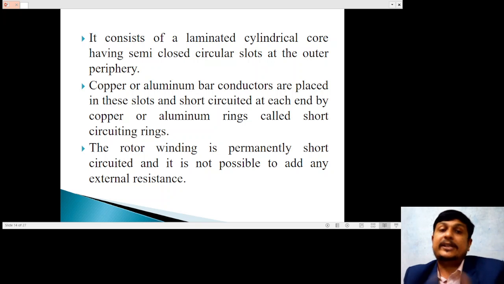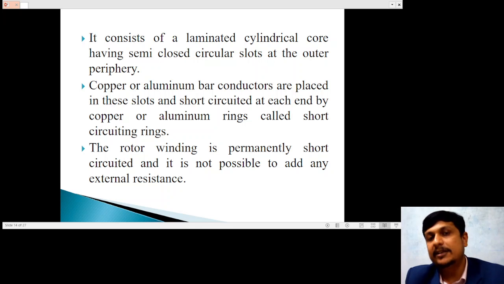And yes, the third point is very, very important. The rotor winding is permanently short-circuited and there is no possibility of any external connection in such a type of rotor. We will show what the disadvantage of this arrangement is when we discuss the slip ring induction motor.